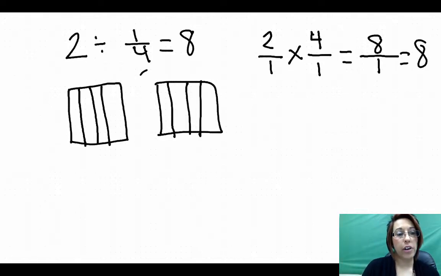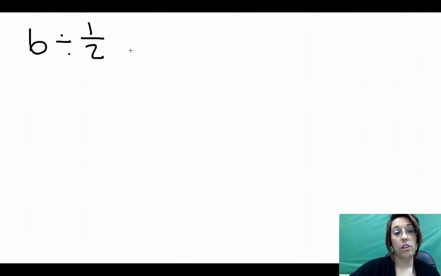So let's look at another example. I find that it's easier to go ahead and do the model and then do my algorithm to back it up. So 6 divided by 1/2. I'm going to use circles this time.